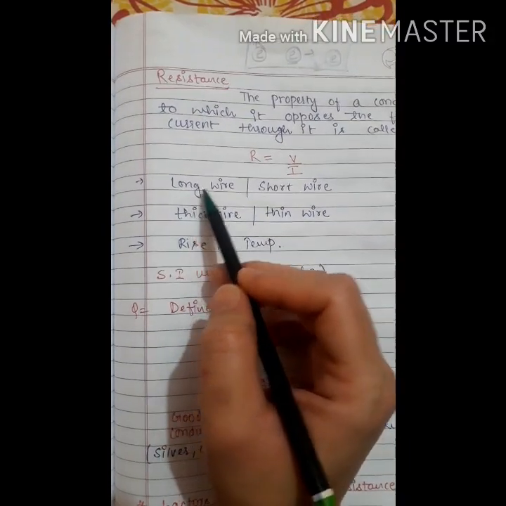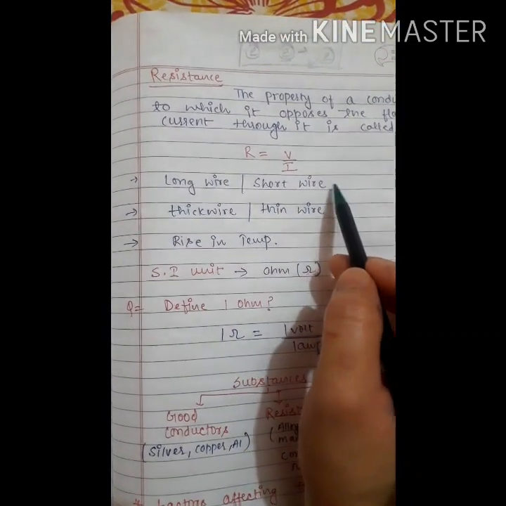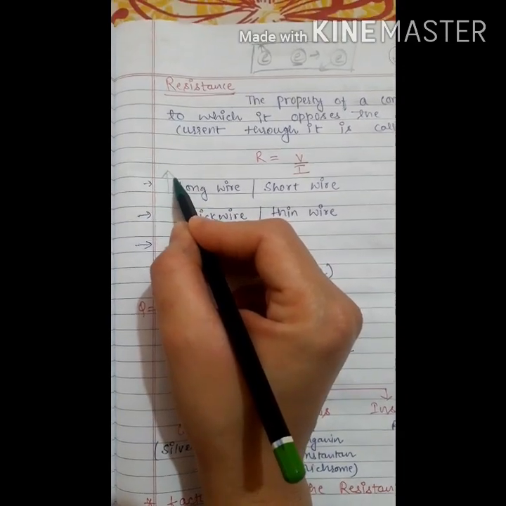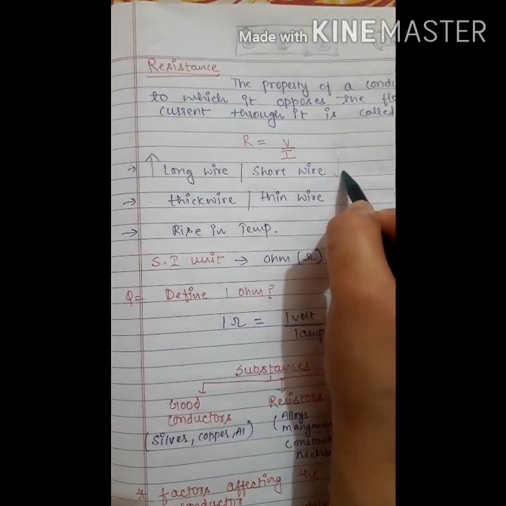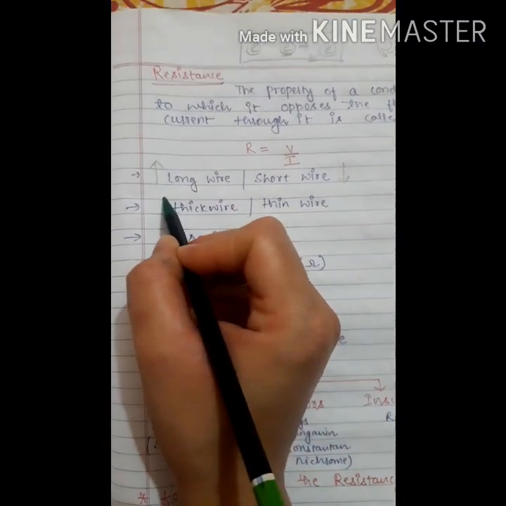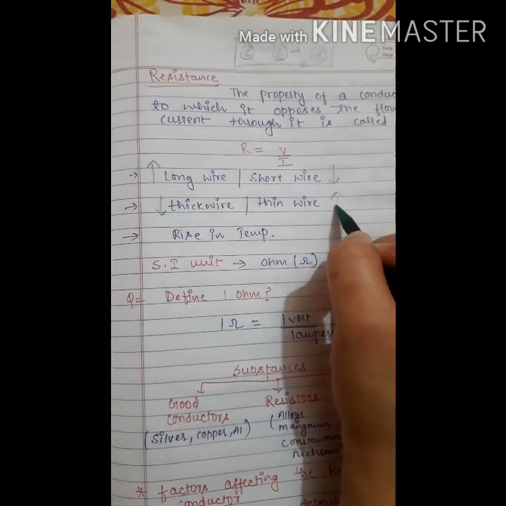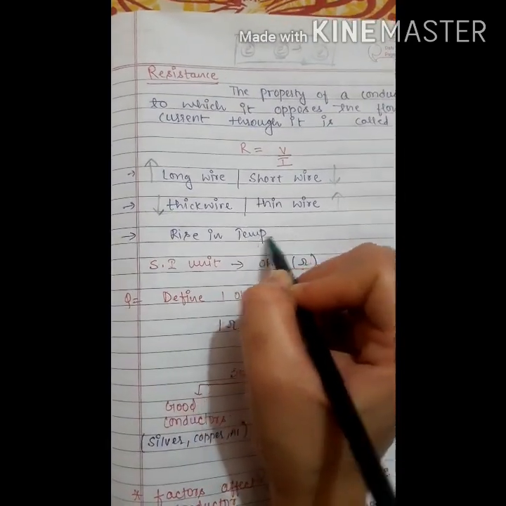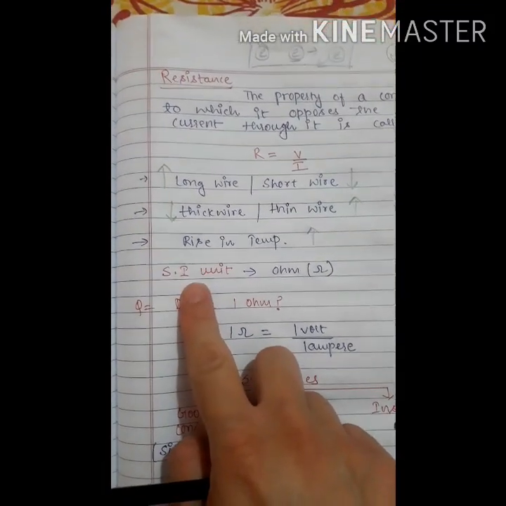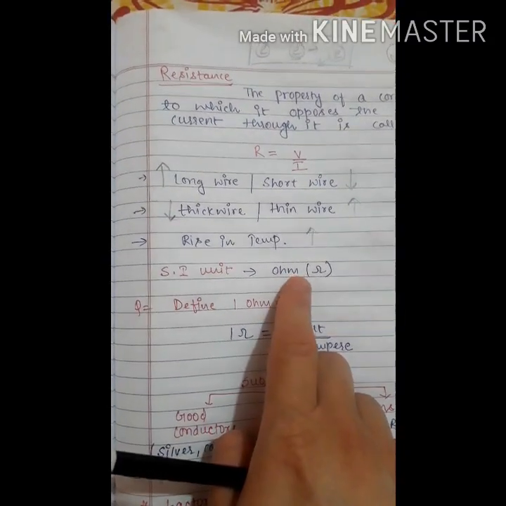For a long wire, resistance increases, and for a short wire, resistance decreases. In case of a thick wire, the value of resistance decreases, and in case of a thin wire, the value of resistance increases. With the rise in temperature, the resistance effect also increases. The SI unit of resistance is the ohm.